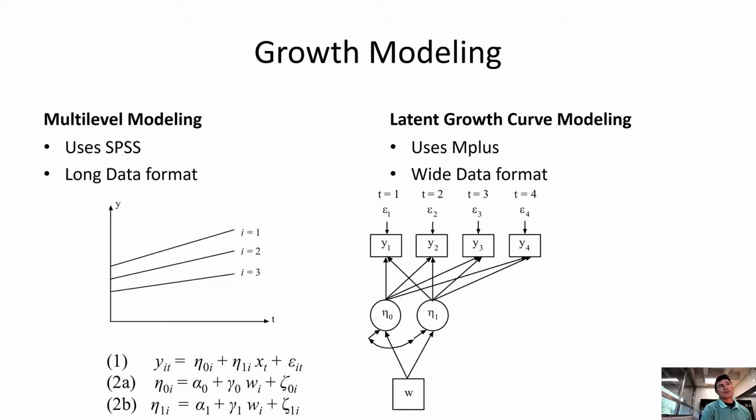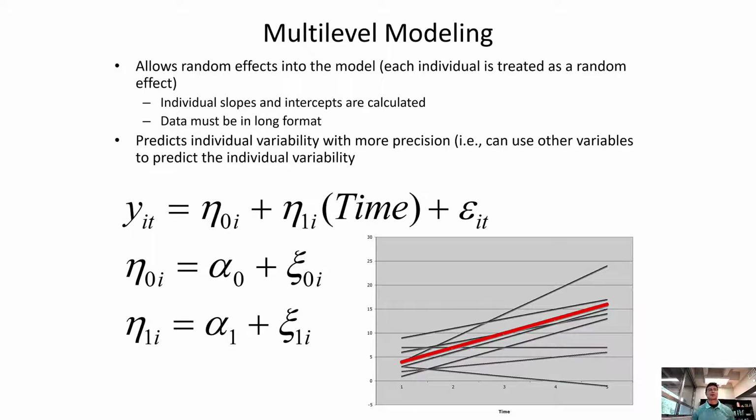Let me just show you some of the figures that we're talking about. I showed you the formula for repeated measures, and with repeated measures we had an individual trajectory, which was just set to the average. So everybody was set to this red line in that figure. When we do these models, multi-level modeling or latent growth curve modeling, their intercept is individualized.